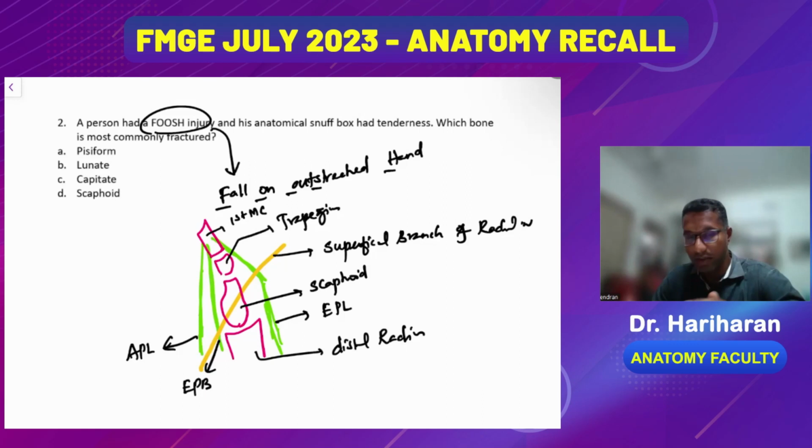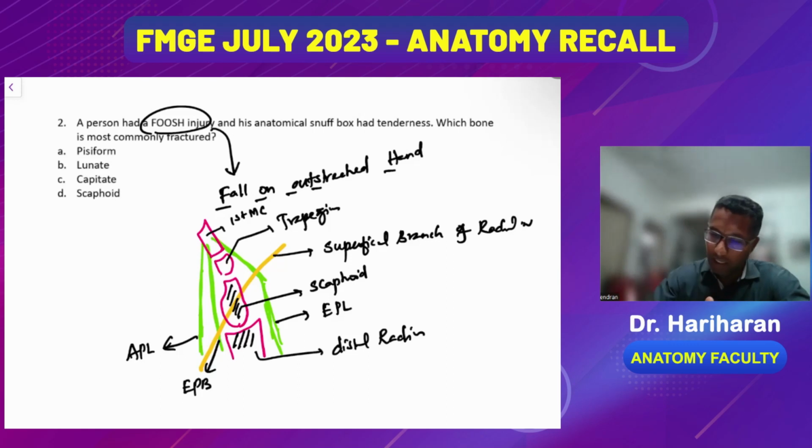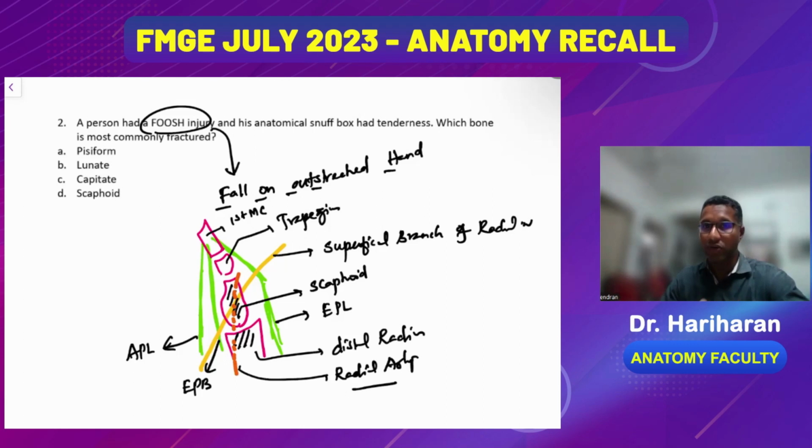Of these, the most important bones are the distal radius and the scaphoid bone. These form the floor of the anatomical snuff box, and there is one important structure which runs in it, which is called the content of the anatomical snuff box. That is nothing but the radial artery. Now if a patient has tenderness here, any of these bones could have got fractured.